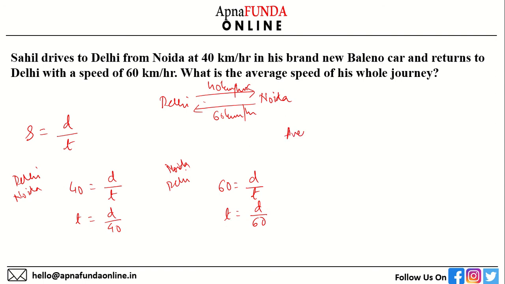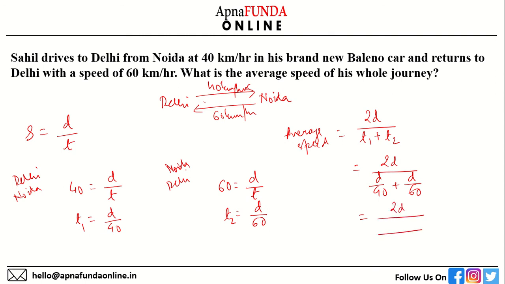Now we know the average speed formula is twice the distance divided by the time taken by the first journey plus the time taken by the onward journey. In this case, twice the distance divided by T1 plus T2. The first time it took d by 40 and the second time it took d by 60. We solve this.